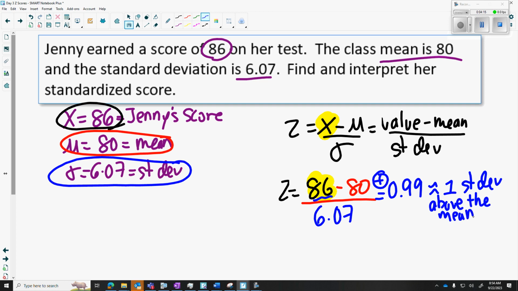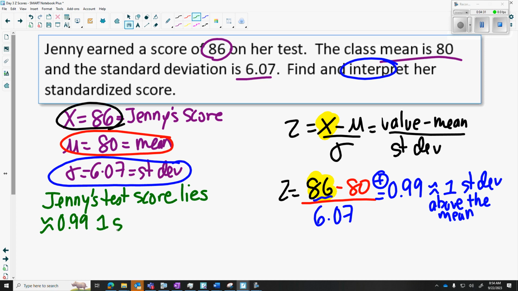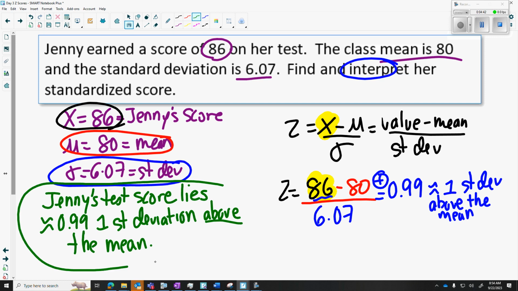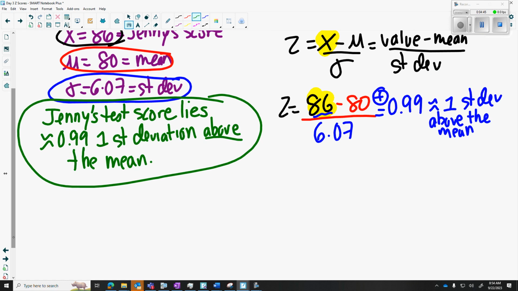It's really 0.99, okay? So it said interpret her score, so I'm going to make it into a full sentence in context. Jenny's test score lies about 0.99 or 1 standard deviation above the mean. Okay? So the z-score tells us about her position with respect to everyone else. She lies above the mean. She's better than the average, and specifically 1 standard deviation above the mean.